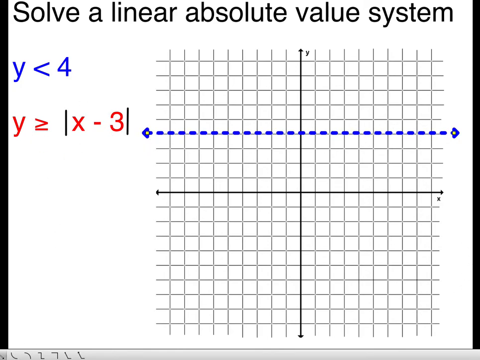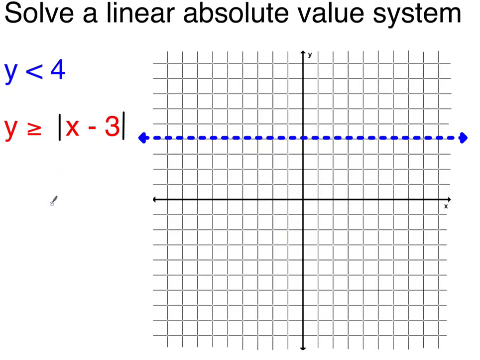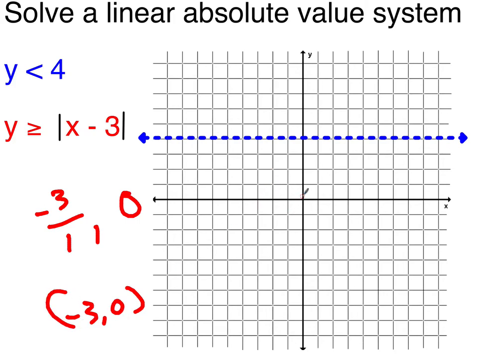Okay, now in red, I'm going to graph the other thing. So you remember the vertex for an absolute value function is found at negative b over m comma c. That's your vertex. So I'm going to go ahead and find that vertex. B is negative 3. So it's negative 3 over m, which is 1, comma c, which is 0. So negative 3, 0 is my vertex. 1, 2, 3. That's this point.